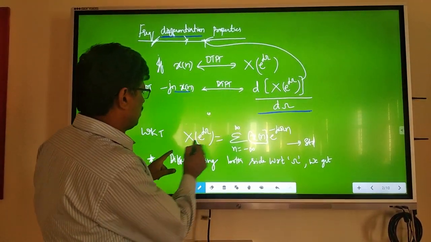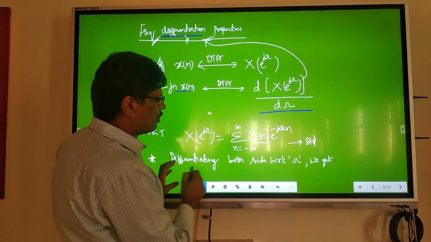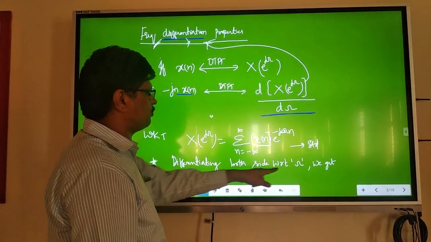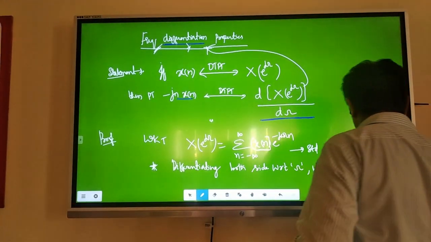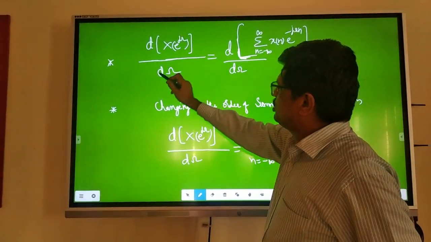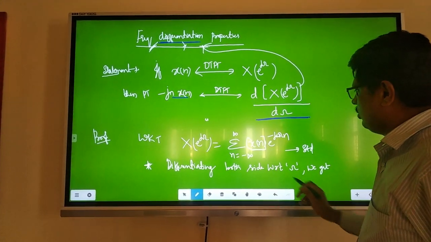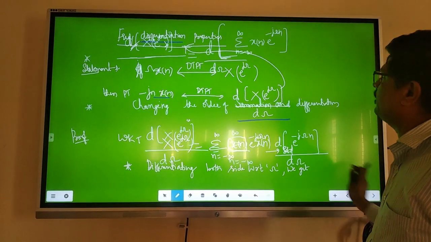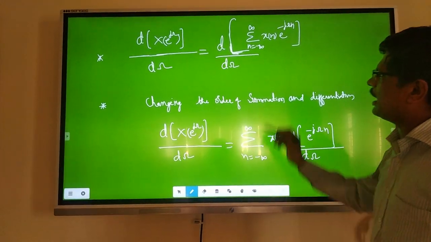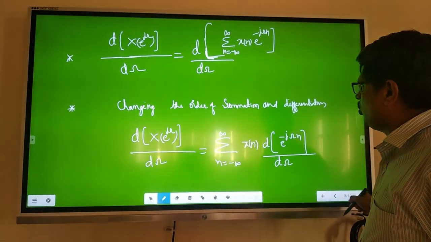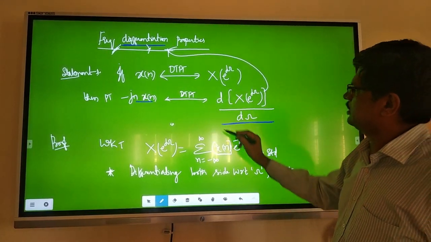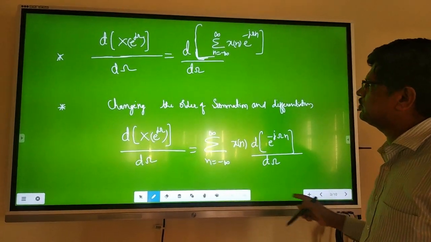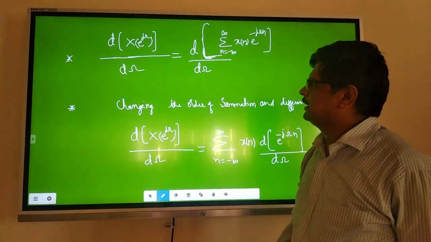Now what is required? The derivative of this. So differentiate both sides with respect to ω. Derivative of X(e^{jω}) with respect to ω is equal to the derivative of the summation from n equals minus infinity to plus infinity of x(n) e^{-jωn} with respect to ω. The left hand side we leave, because what we want to prove is that the derivative of X(e^{jω}) with respect to ω equals the DTFT of this, so that side we already have. Now just do the right hand side.